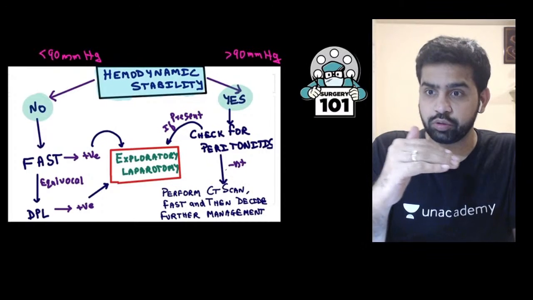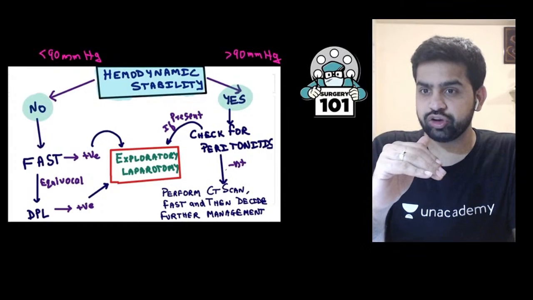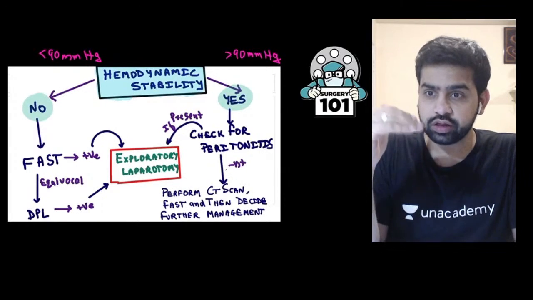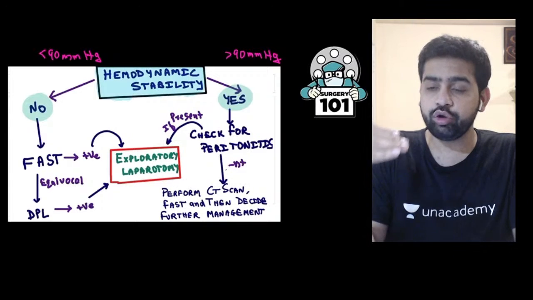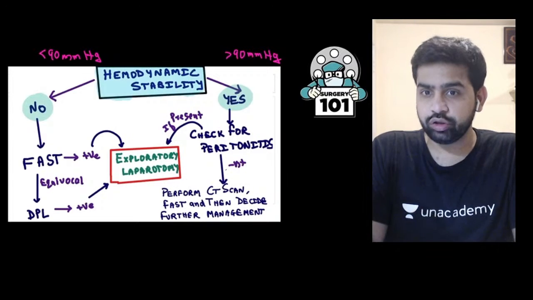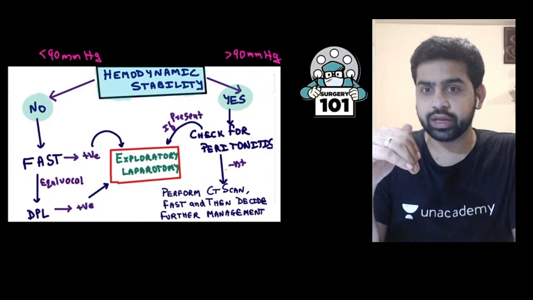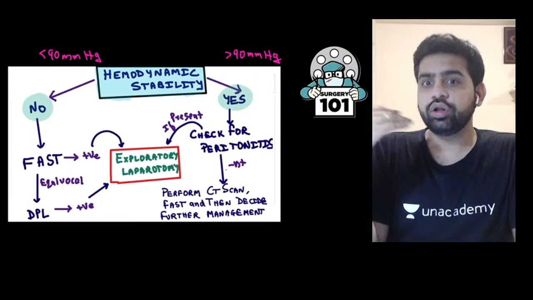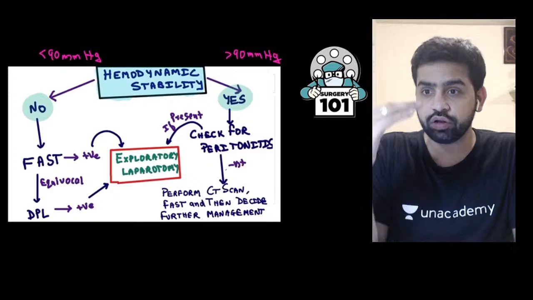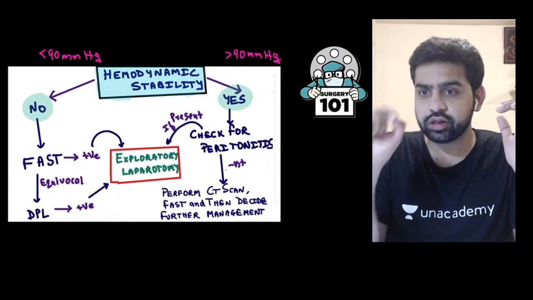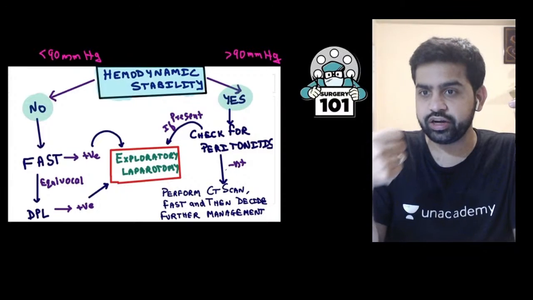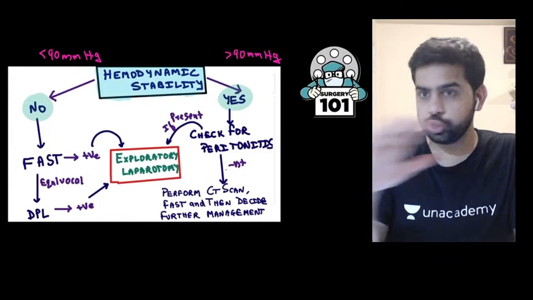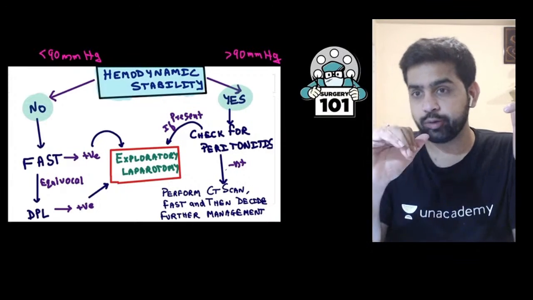If the FAST is positive, you straight away go in for an exploratory laparotomy. But if the FAST is equivocal, you go ahead and do a diagnostic peritoneal lavage. If that is positive, you do an exploratory laparotomy. If the patient is hemodynamically stable, you check for signs of peritonitis. If the signs of peritonitis, that is rigidity and guarding, are present, no other investigation is needed, straight away go for an exploratory laparotomy.